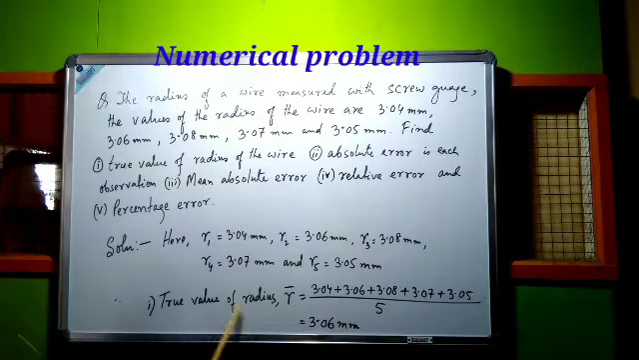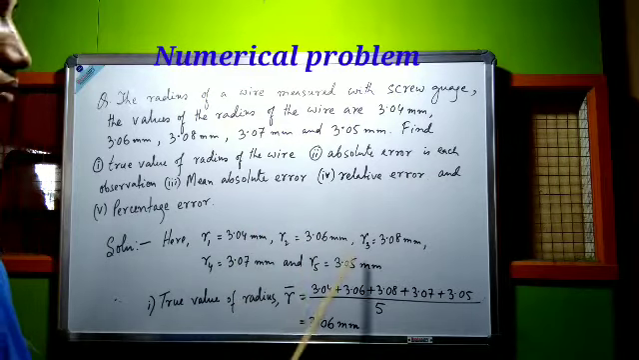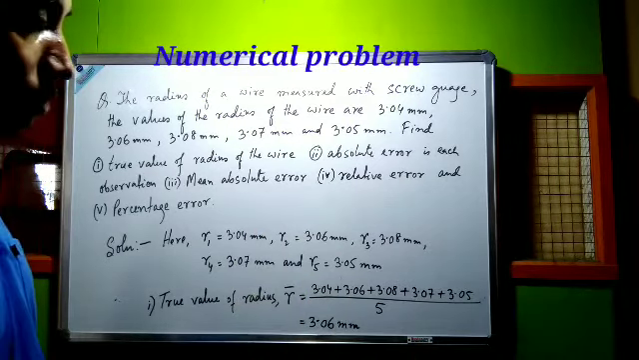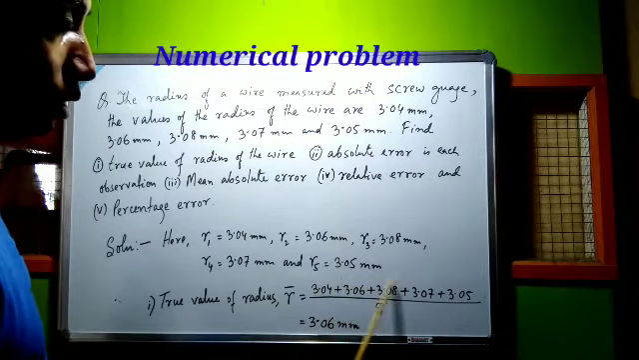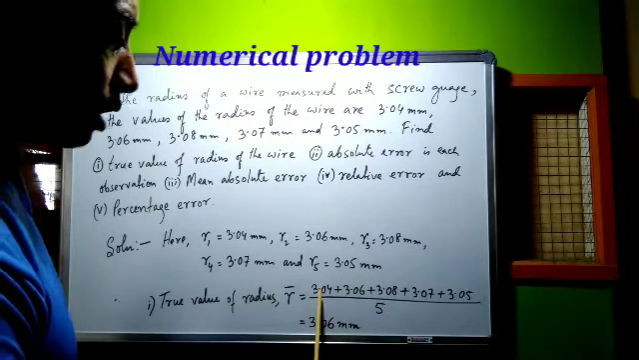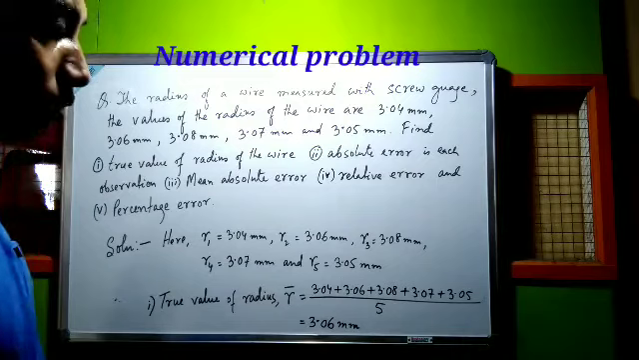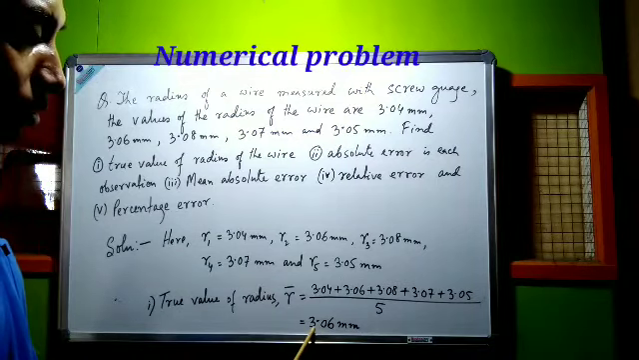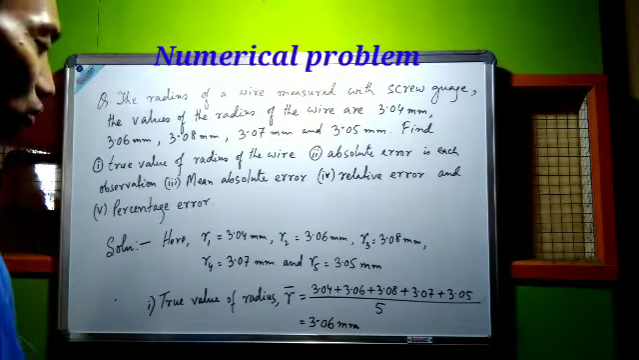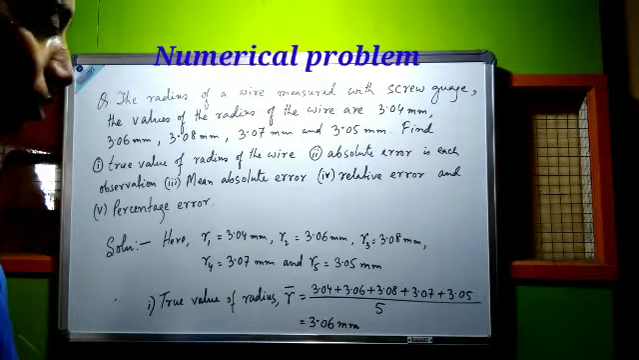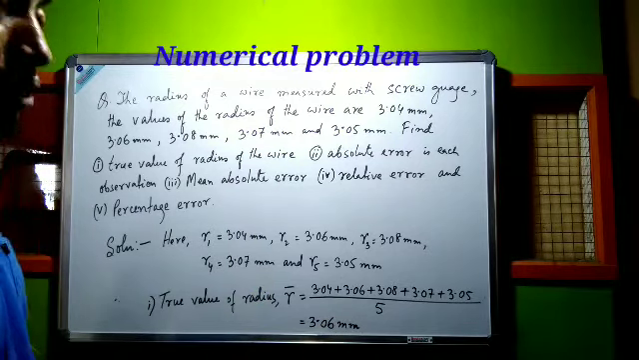So the true value of the radius, denoted by R bar, should be equal to the arithmetic mean of these 5 given measured values. That is, take the sum of 1, 2, 3, 4, 5 and divide by 5. We get the answer 3.06 millimeter. So the true value of the radius is equal to 3.06 millimeter.